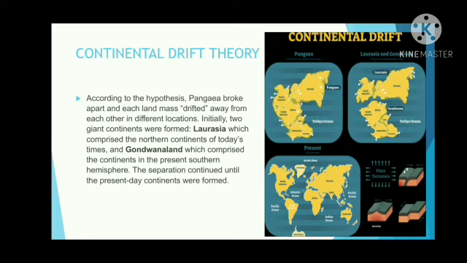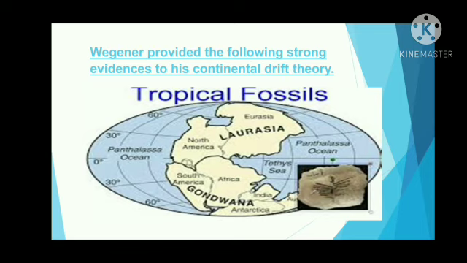About 200 million years ago, Pangaea broke into two new continents, Laurasia and Gondwanaland. Laurasia was made of the present-day continents of North America, Greenland, Europe, and Asia. Gondwanaland was made of the present-day continents of Antarctica, Australia, and South America. Wegener provided the following evidences to his continental drift theory.